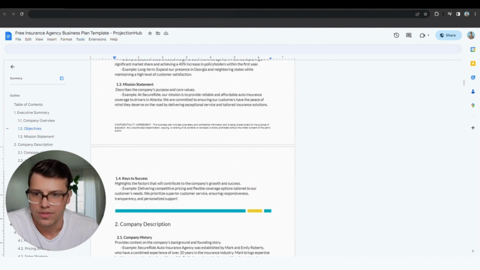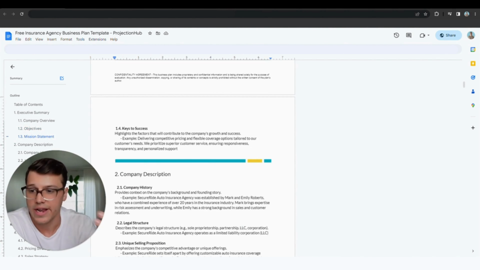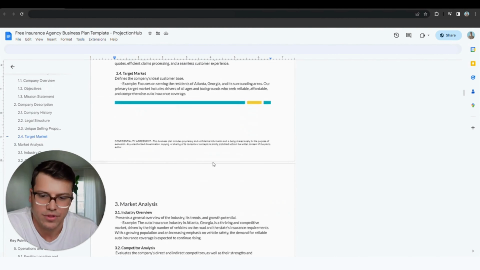So these two sections are not the key points. They are necessary. If you don't have them, it will hurt you, but they're not going to make or break your business plan. Well, they could break it, but they're not going to make it. You just need to make sure you have this in there.